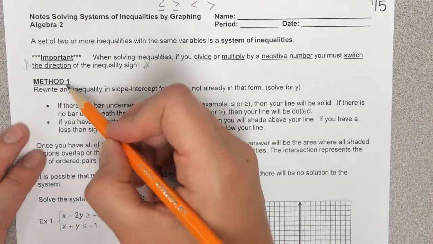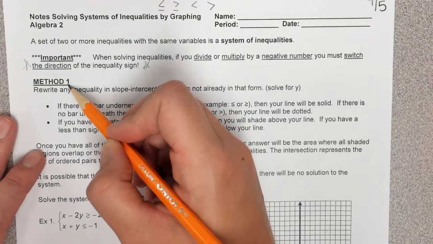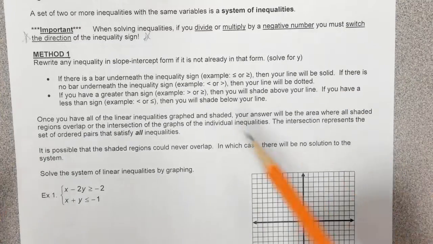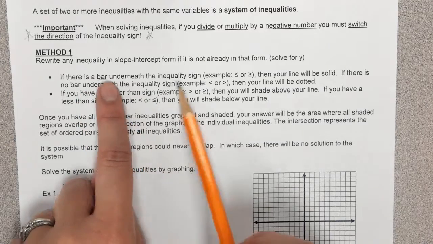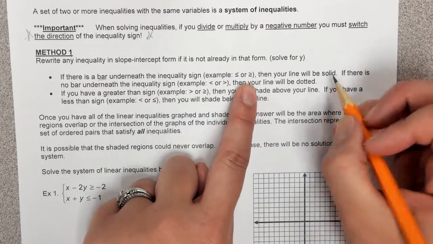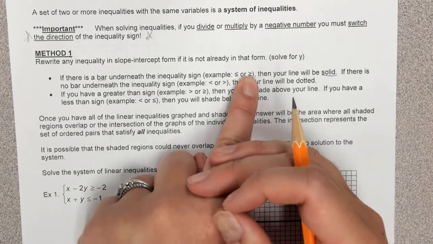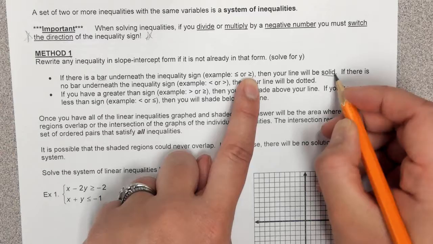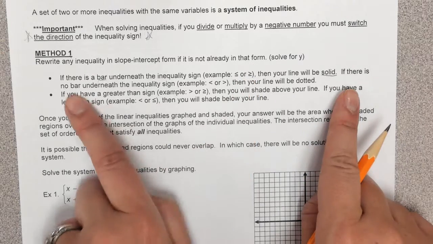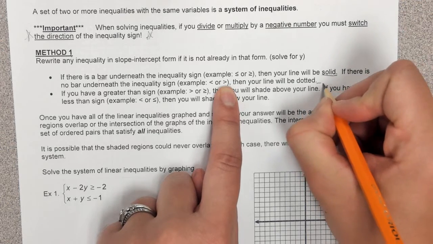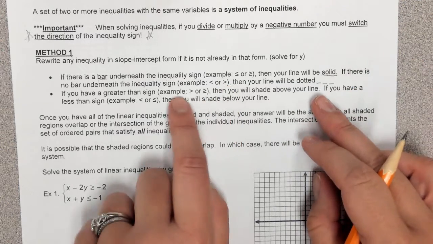And there's two methods to doing this. I'm really going to focus on the first one because I feel like this is the one they taught you when you were in Algebra 1, so that's the one you probably are most comfortable with. And then I'll touch on how to do it another way, okay? All right, but if there's a bar underneath your inequality sign, your line's going to be solid. Okay? You can think if there's a solid line in the inequality, there's a solid line on my graph. If there is no bar underneath, then our line will be dotted or dashed, whatever, okay?